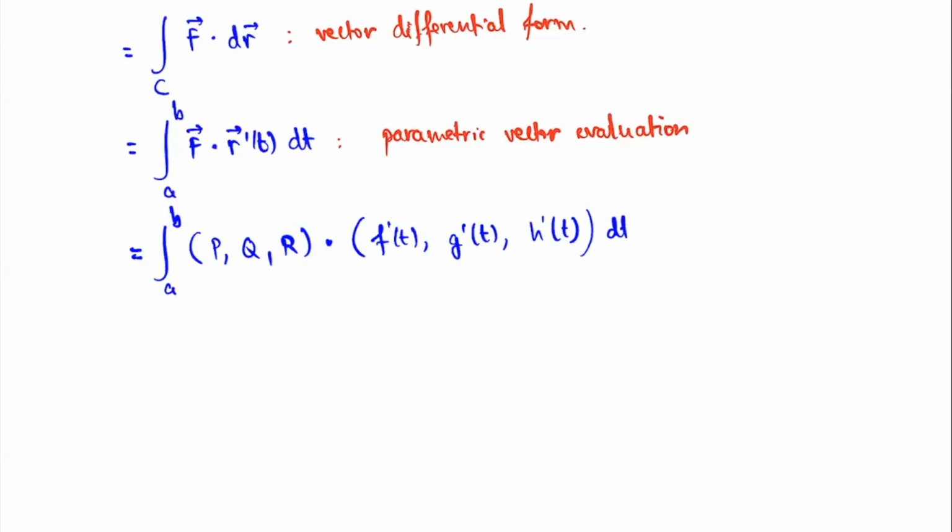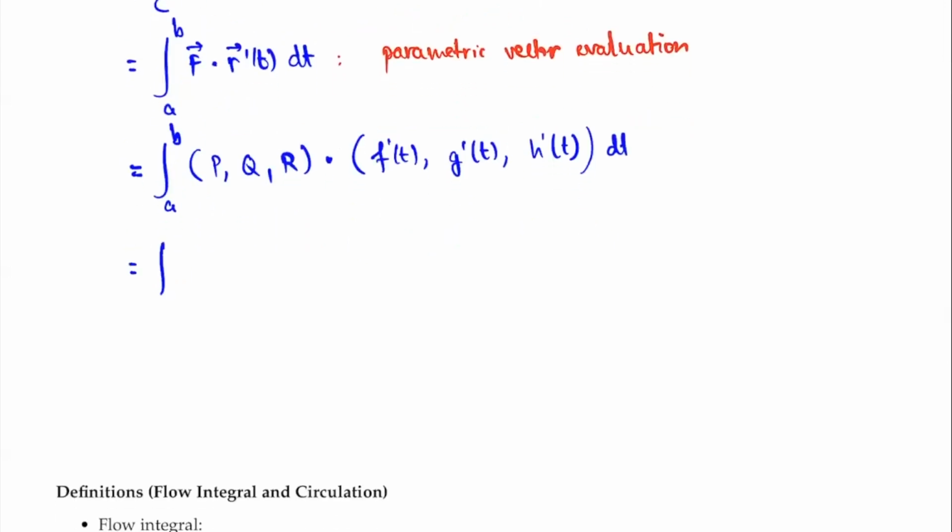Now you apply the dot product here and you get the integral from a to b of P times f prime of t plus Q times g prime of t plus R times h prime of t, dt. And this formula is called the parametric scalar evaluation because it does not depend on vectors anymore, but depends on scalar functions. So this is the parametric scalar evaluation.